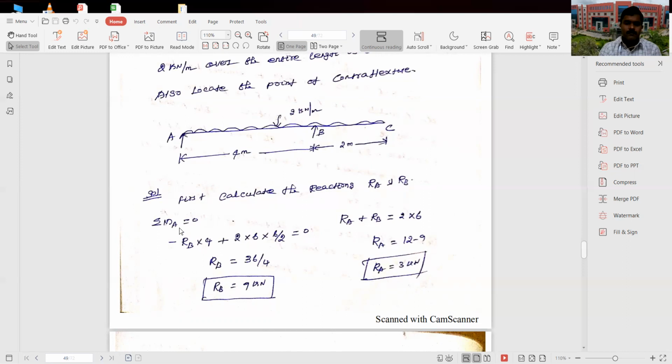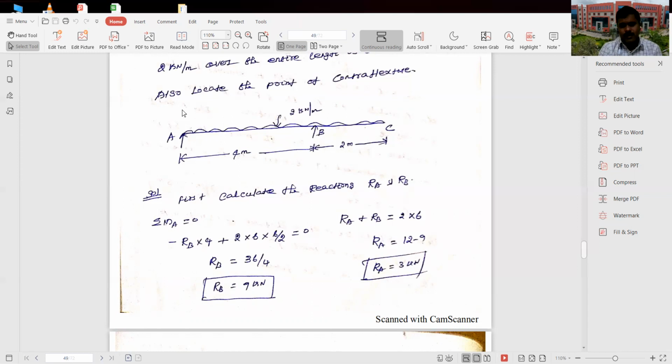You can see the moment at A is equal to 0. Therefore, what is the moment, load into distance? Here the vertical load RB into the perpendicular distance of 4 meters, and this RB is acting in the anti-clockwise direction about the section A.